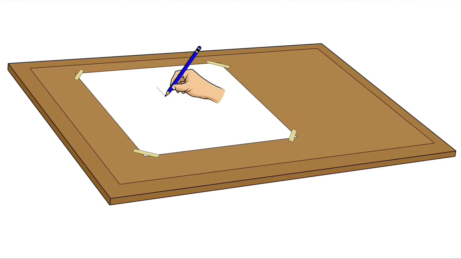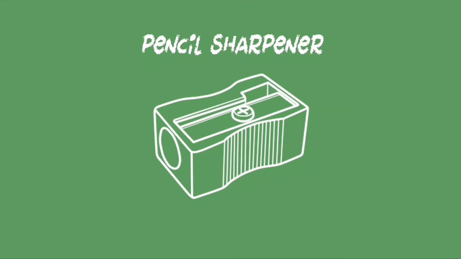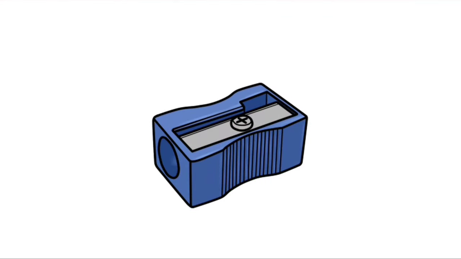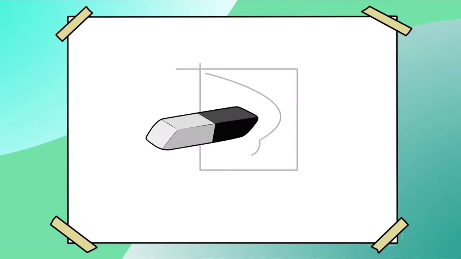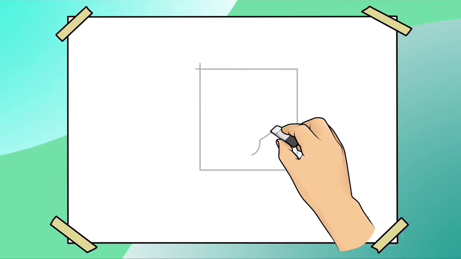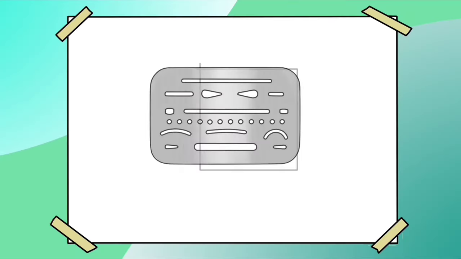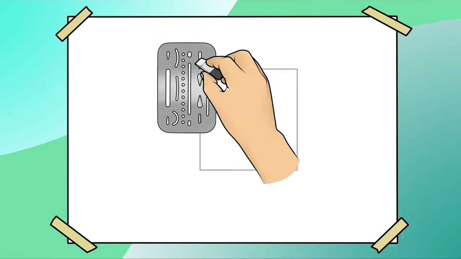Pencil. Pencils are mainly used in artistic drawing and sketching. Pencil sharpener. Pencil sharpener is used to sharpen the pencil. Eraser. Eraser is used to remove unnecessary lines. Erasing shield. Erasing shield is used to protect the rest of the drawing while removing unnecessary lines.